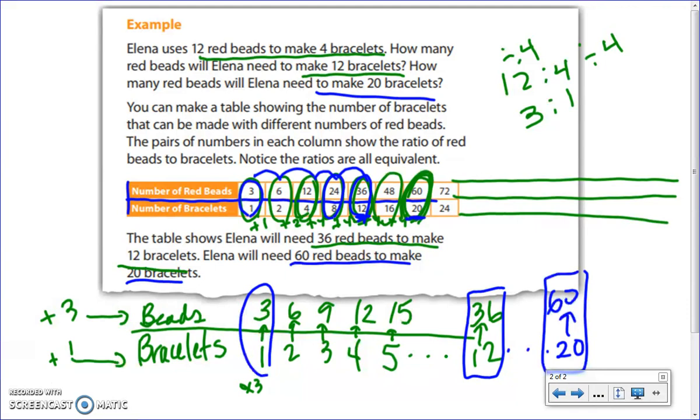So that's okay. It's very similar to what we've been doing. I hope this helps a little bit when you're doing your practice and problem solving.